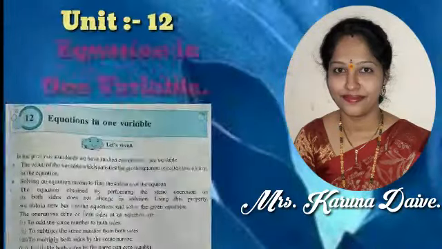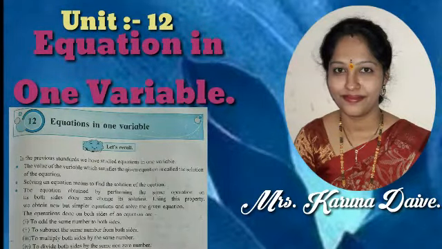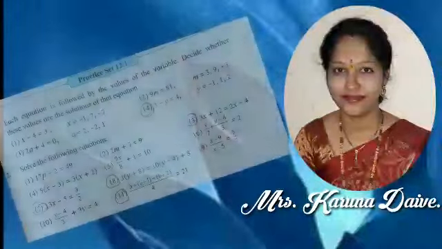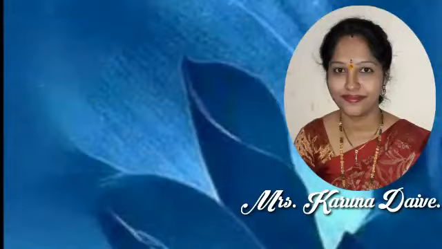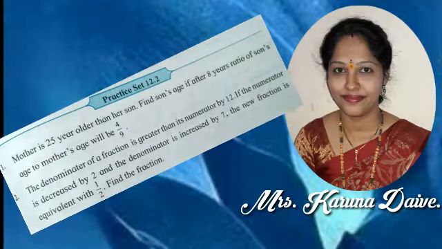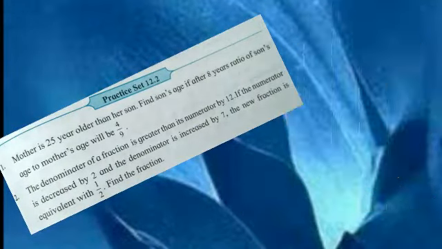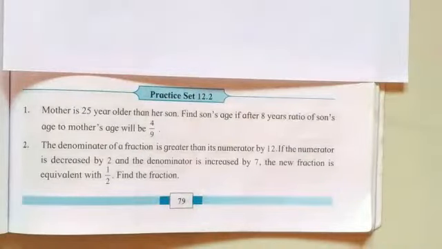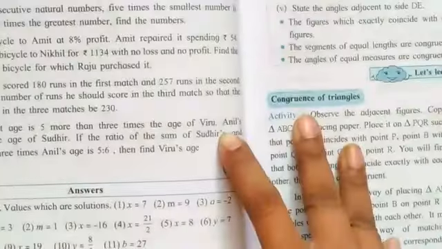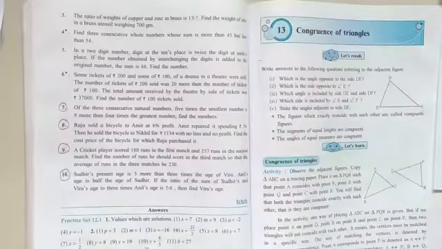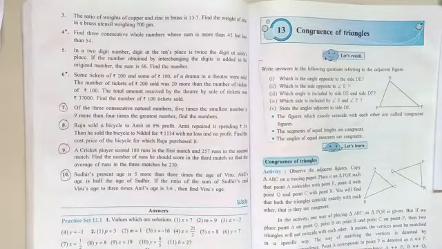Students, in our last lecture, we have already started our unit number 12, that was equation in one variable. In that, we have finished our practice set number 12.1. Today we are going to start our next practice set, that is 12.2. Let's start the practice set number 12.2, which is given on page number 79 and 80. Here from this practice set, word problems are given which are based on the equations.